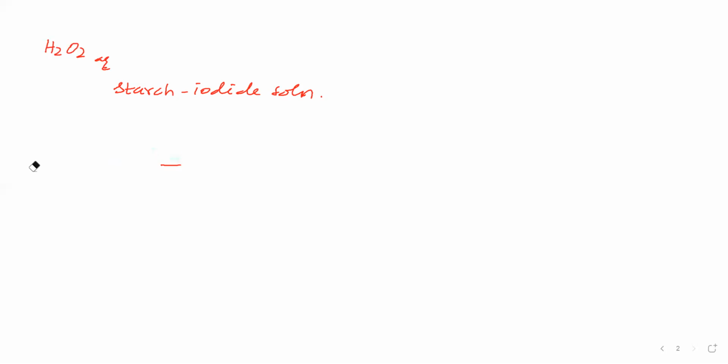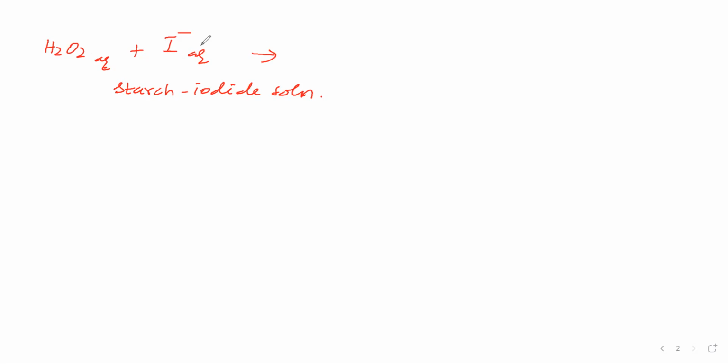Next, to the starch solution, add potassium iodide crystals. Potassium iodide contains K plus ions and I minus ions. Add potassium iodide crystals into starch solution, and you will get a starch iodide solution. Now, this iodide is I minus.